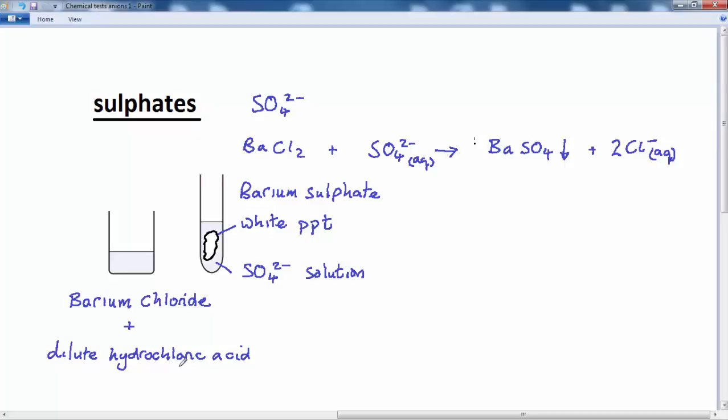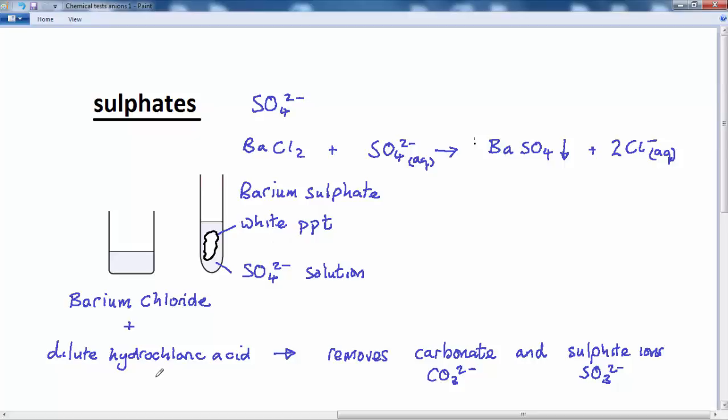So by adding dilute hydrochloric acid, that will remove the carbonate ions, either from the testing solution or also from the solution that you're going to test. This basically makes sure that there are no carbonate ions or sulphite ions present in the solution, so that we can ensure that the only ion that we're testing is the sulphate ion. So that removes carbonate and sulphite, not sulphate, sulphite ions from the solution. That's CO3 2- and SO3 2- ions.